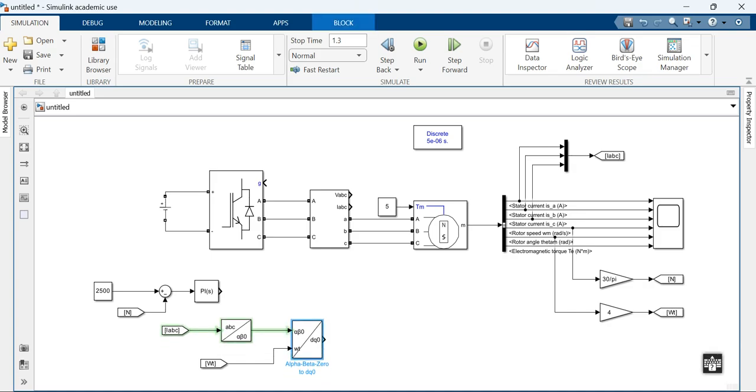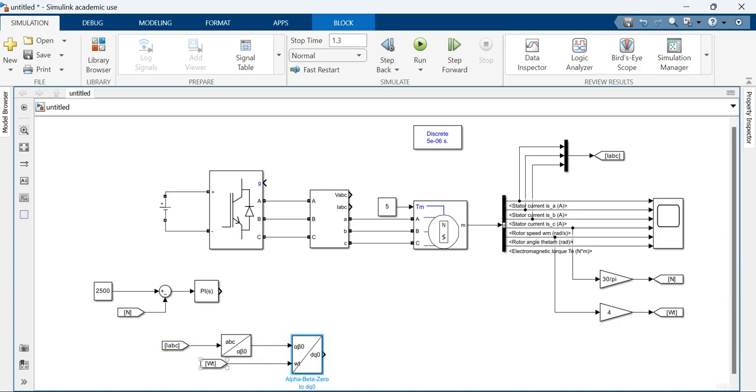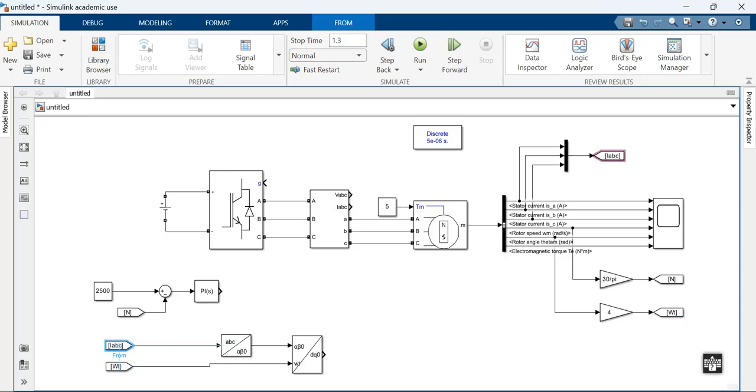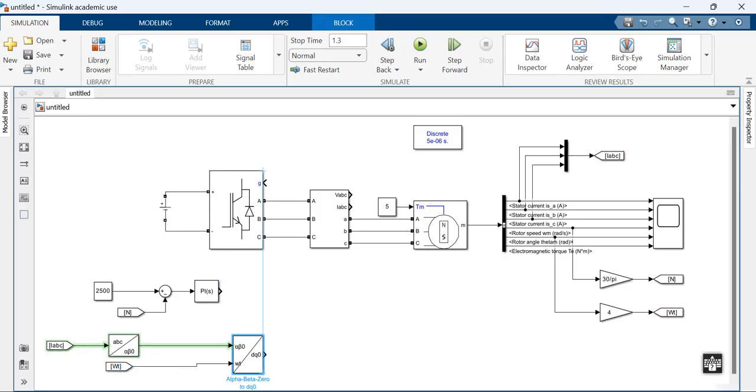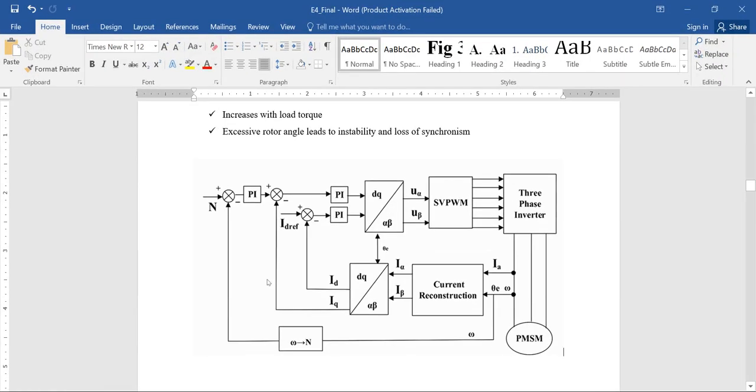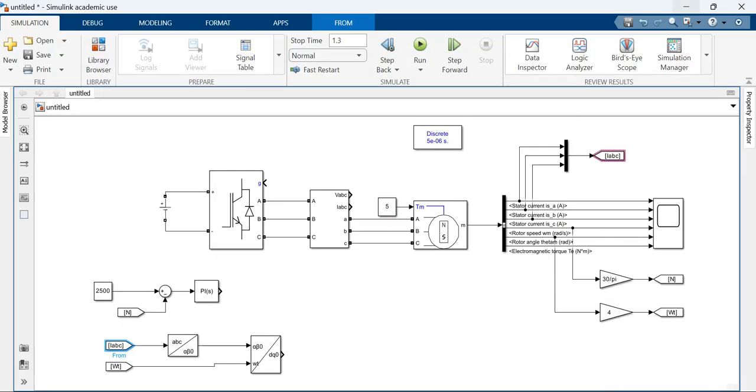So now I have 2 divisions. One is IABC and this omega t, which is required for converting the current from ABC to DQ, and this is what is given here. Now I have the DQ component. D has to be given to a PI controller. Q has to have another summer, which is out of this speed PI controller. So I take another summer, I put it here, and this is having two components, D and Q.